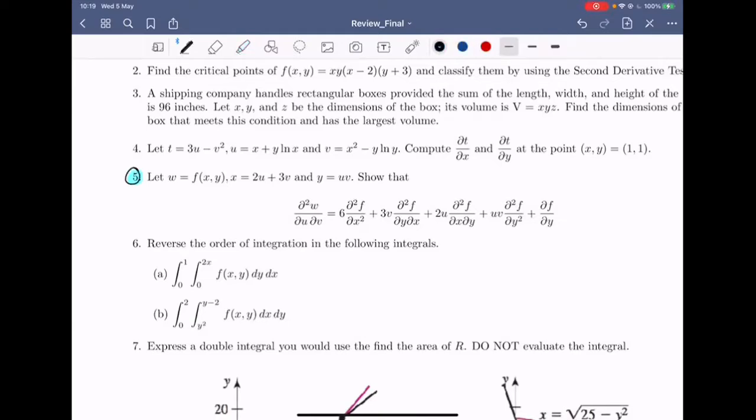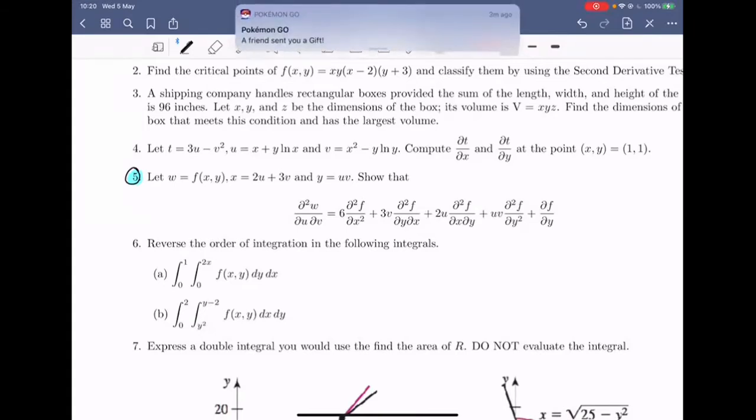Let's do the review here. We have a function w equal to f(x, y), with x equal to 2u plus 3v and y equal to u times v. I want you to show that this equation is true.